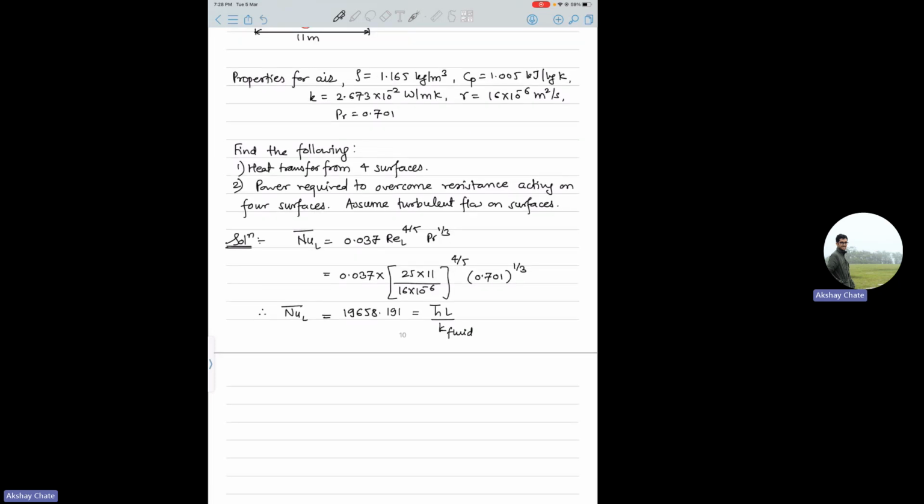And we know that the Nusselt number definition is average heat transfer coefficient into the length divided by K of fluid. So K of air is also given in the question, 2.673 into 10 to the power minus 2. If you just use L as 11 meters, you should get an average heat transfer coefficient of 47.78 watt per meter square Kelvin.